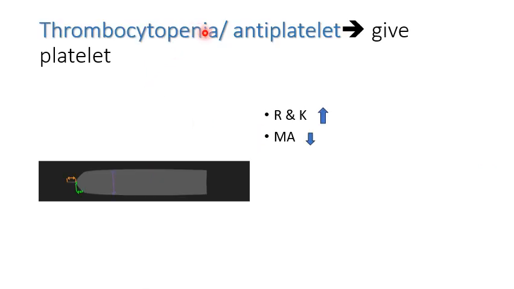Here in the case of thrombocytopenia, you will see the K time and R time are normal, but you can see the maximum amplitude has decreased. So here it means the problem is either platelet dysfunction or platelet count.